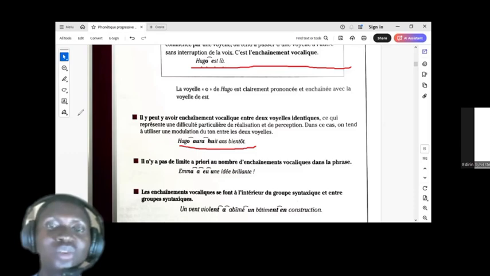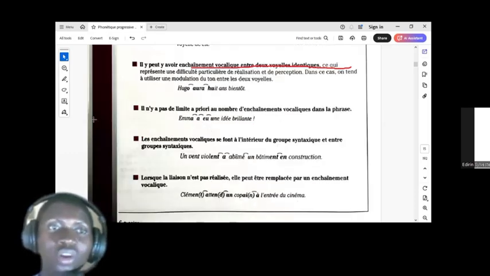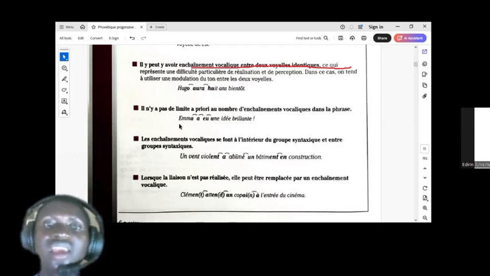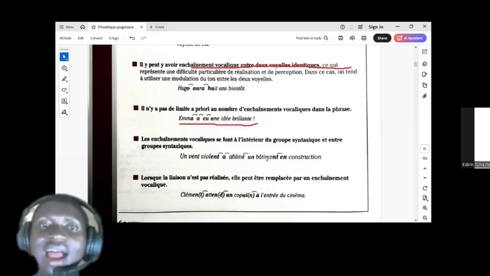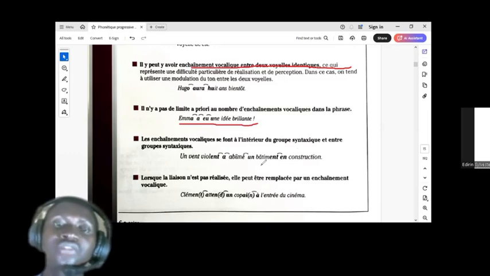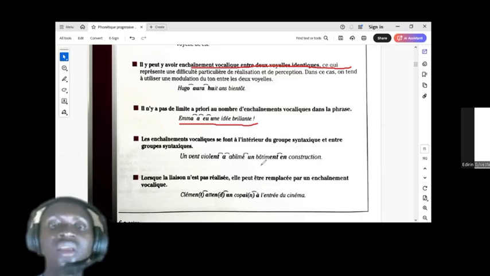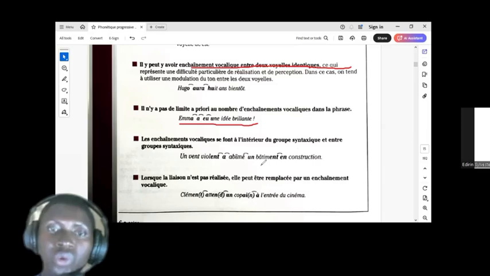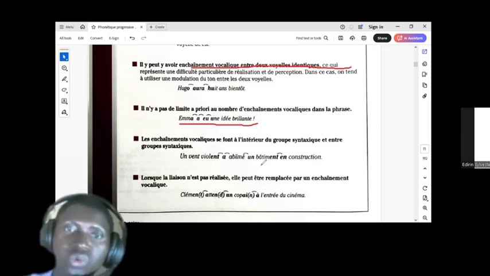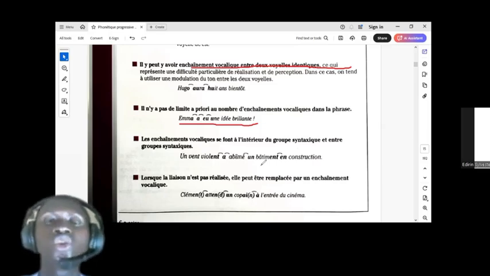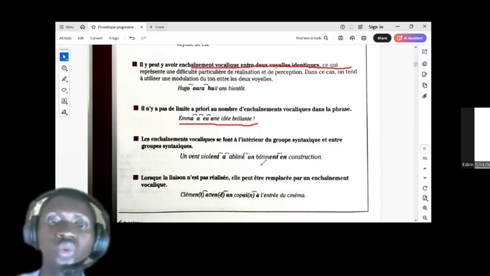Number three about enchaînement is the fact that you can have as many enchaînements vocaliques as possible in a sentence. Look at this example now. We have Emma a eu une idée brillante. We have a eu une. Four different vowels, two the same vowel, there are three different types of vowels there. Emma a eu une idée. So there is a link. You can link them together.